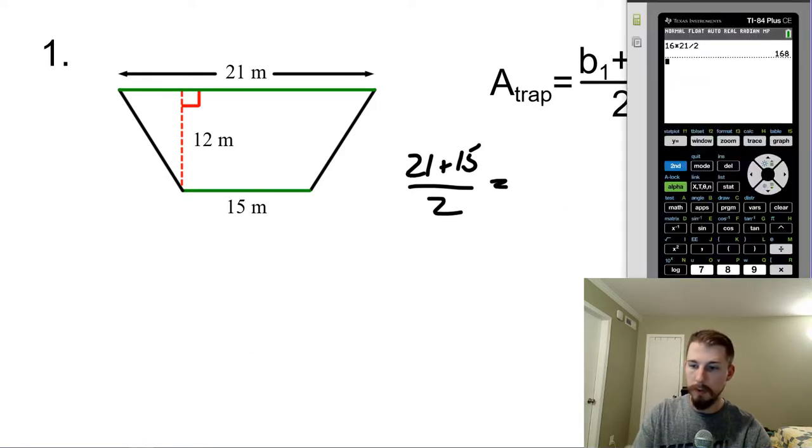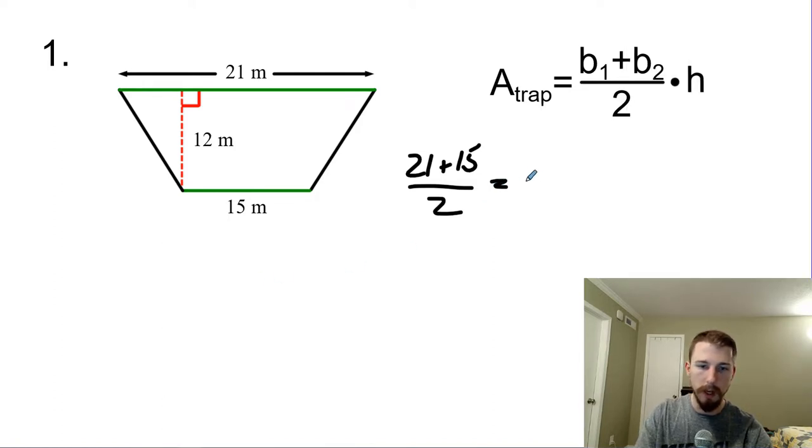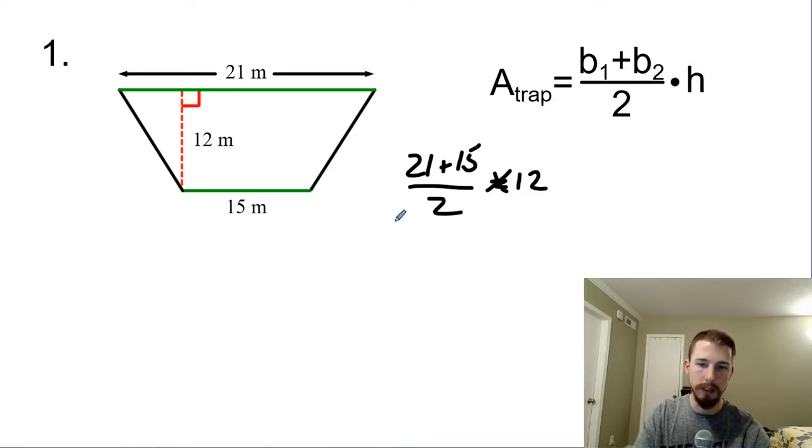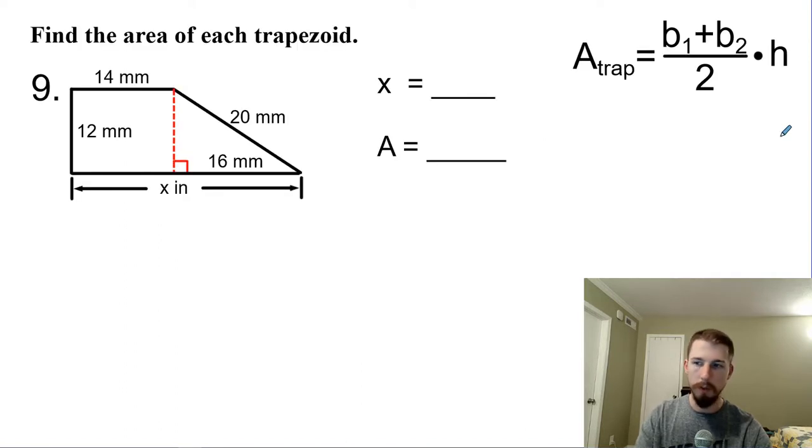So 21 plus 15. Okay, and then I'm going to divide that by 2, which is going to give me 18. So that's the average of my bases, 18. Then I have to multiply that times our height, so times 12, so 18 times 12, which is going to give me 216. So my area is equal to 216. That should be one of your answers. So as long as you see it's one of them, you can cross it out. If you don't get one of the answers, you can check the solutions, of course. All right, find the area of the trapezoid.